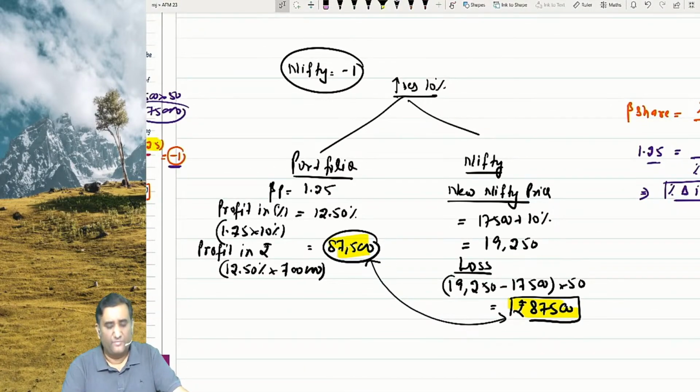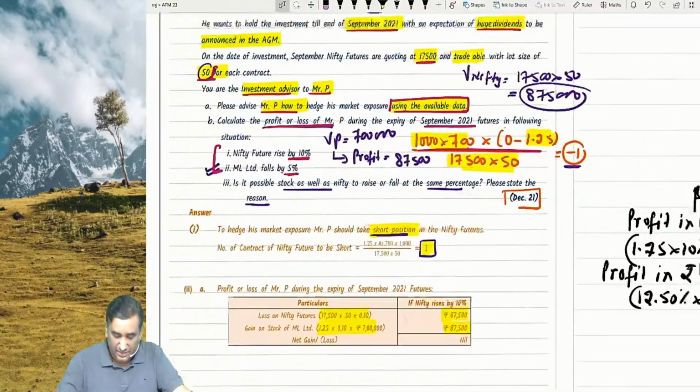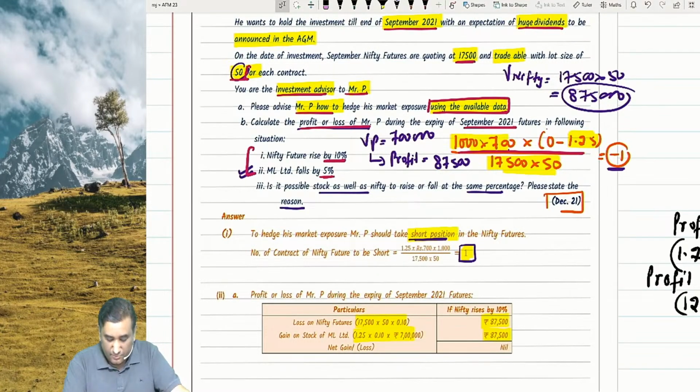One way of doing it. The second way is you can directly write wordings: Nifty price would be loss of it. First part answer. Profit or loss to Mr. P during the expiry: loss on Nifty 17,500, gain on the stock would be 1.